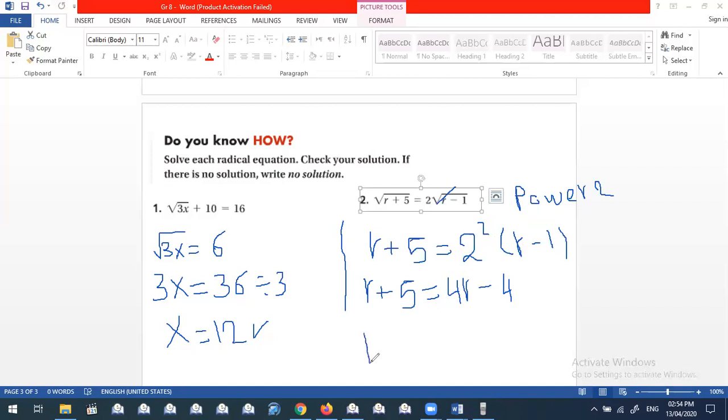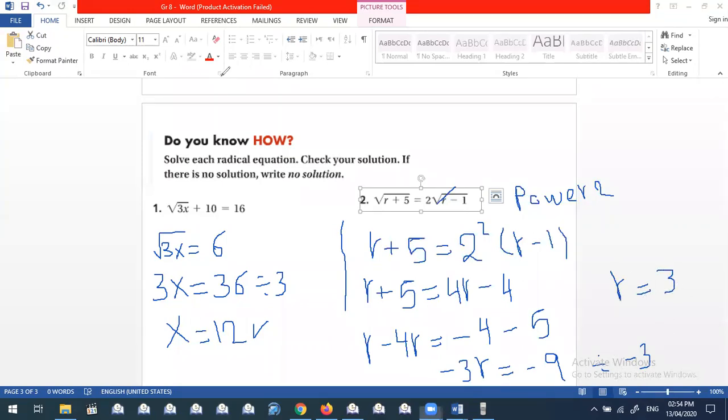So r minus 4r, move 4r to the other side by negative, and move 5 to the other side by negative, equals negative 4 minus 5. R minus 4r is negative 3r. Negative 4 minus 5 is negative 9. Now divide by negative 3. So r equals negative 9 divided by negative 3, which is 3.